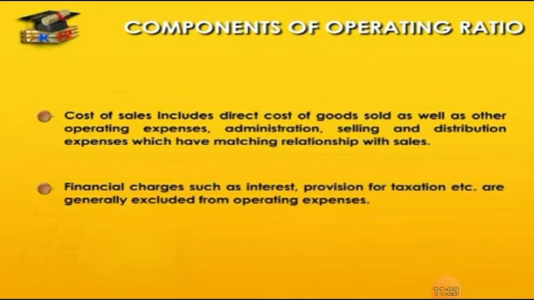Components of operating ratio. Cost of sales includes direct cost of goods sold as well as other operating expenses, administration, selling, and distribution expenses which have matching relationship with sales. Financial charges such as interest, provision for taxation, etc., are generally excluded from operating expenses.